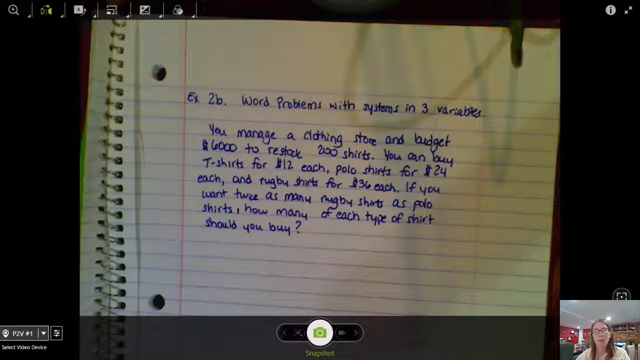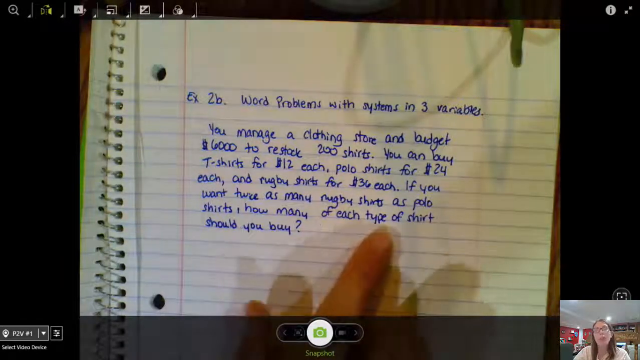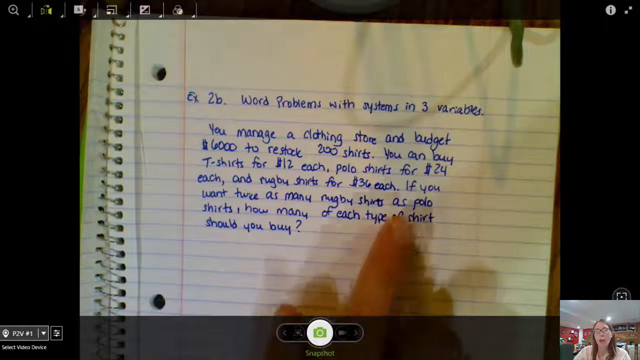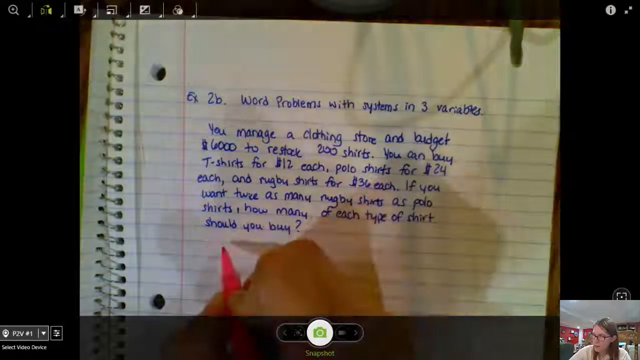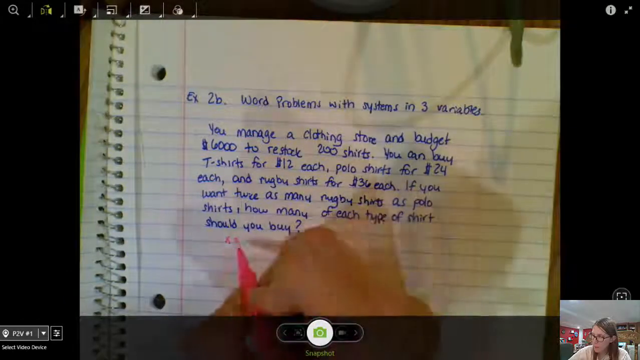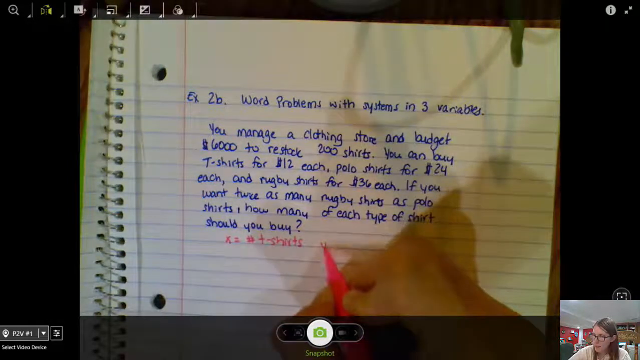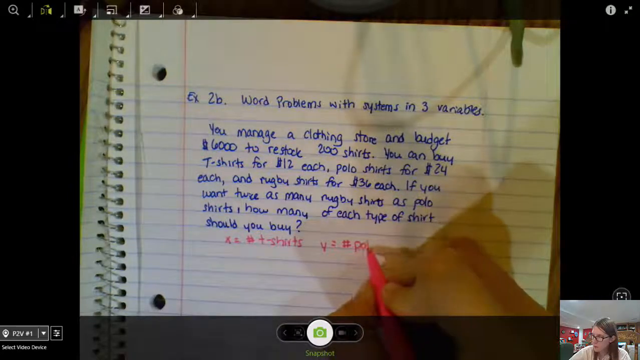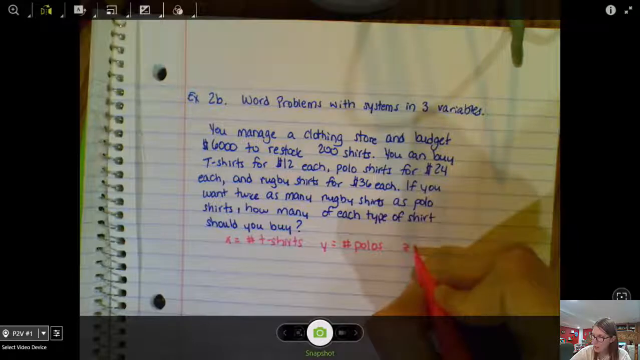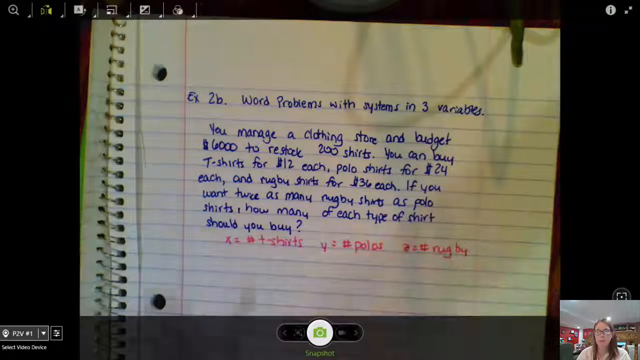So first thing, we need to figure out what our variables are going to represent. And as I said in example 2a, if you're not sure, look to the question because that'll help. It says, how many of each type of shirt should you buy? Each type of shirt, those are going to be our variables. And we have three types here, so we have three variables. Let's use x to represent the number of t-shirts, y to represent the number of polo shirts, and z to represent the number of rugby shirts.